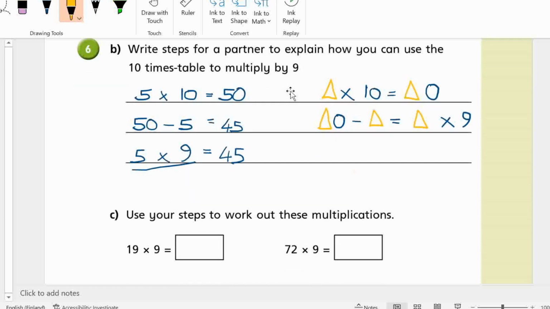It asks us to work out these multiplications. Okay, so it's saying 19. Ooh, that might be a little bit tricky, but let's see. So instead of triangle, I have to rub these triangles out again. And instead of the triangles, I have to put 19 in. Let's see. 19 times 10 equals 190, right? So 190, I should have done it a different color, sorry, it should be yellow, never mind. 190 take 19, what does that give you?